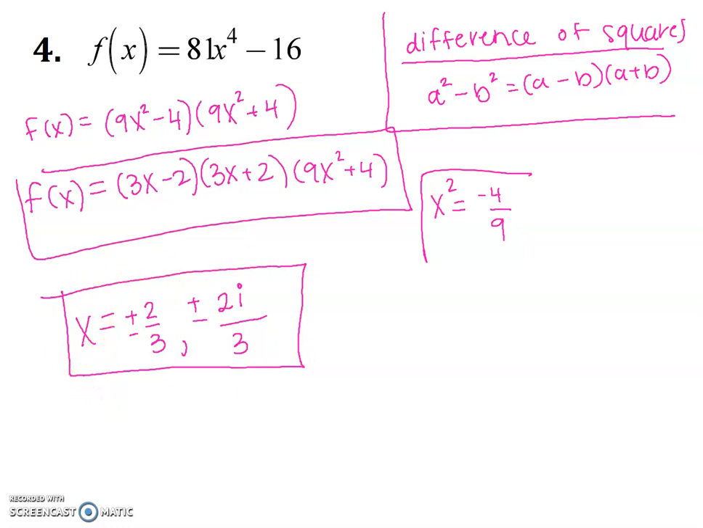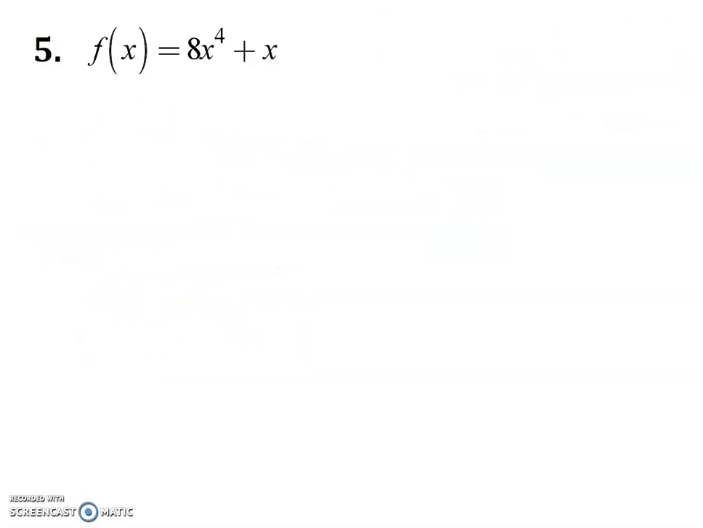Now let's look at another type of binomial example. So this time we have f of x equals 8x to the fourth plus x. So this one's a little different. First it has a GCF. If there's a GCF, you always want to take that out first. So I can factor out the x. And I for sure know this isn't a difference of squares because, one, it's not subtraction, and two, 8 is not a perfect square.